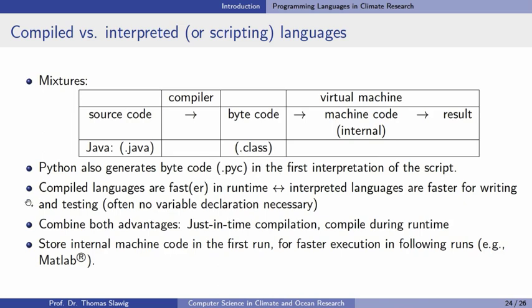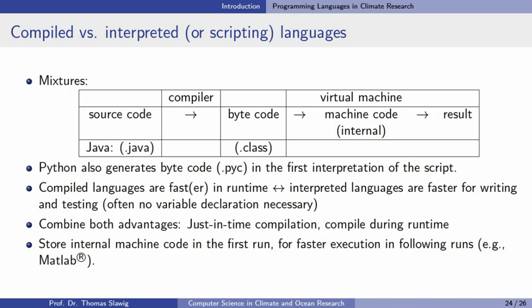And the main point that is important for us here in climate research is that compiled languages are faster in runtime, whereas interpreted languages are faster for writing and testing because often no variable declaration is necessary. In MATLAB, you can just write x equal 1 and you don't have to declare x as an integer or double or float or whatever variable. You can just start. And of course, it's easier for prototyping, for testing, but the runtime usually is worse.